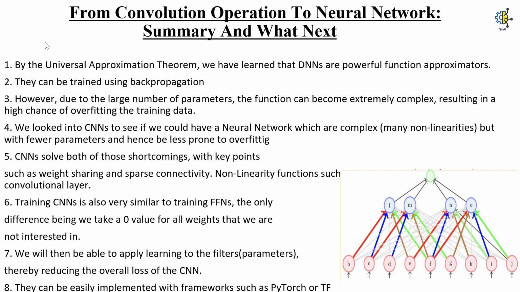Non-linearity functions follow each convolutional layer. Training CNNs is also very similar to training FFNs, the only difference being we take a zero value for all weights that we are not interested in. We will then be able to apply learning to the filter parameters, thereby reducing the overall loss of the CNN. They can be easily implemented with frameworks such as PyTorch or TensorFlow.